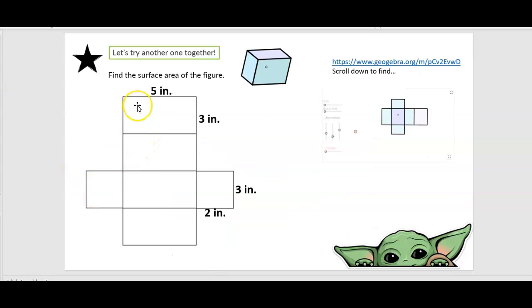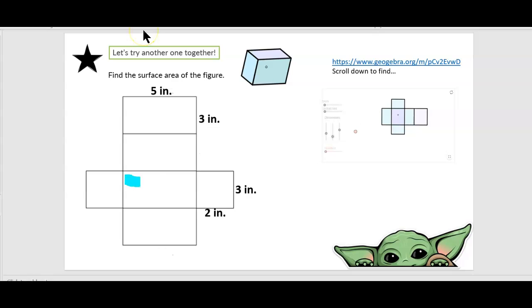This one looks like fun. Find the surface area of this figure. Remember the big takeaway? Can you find which is the bottom? Because once you know the bottom, then you could probably find the left and the right, the top and the bottom, and the front and back. Try it.